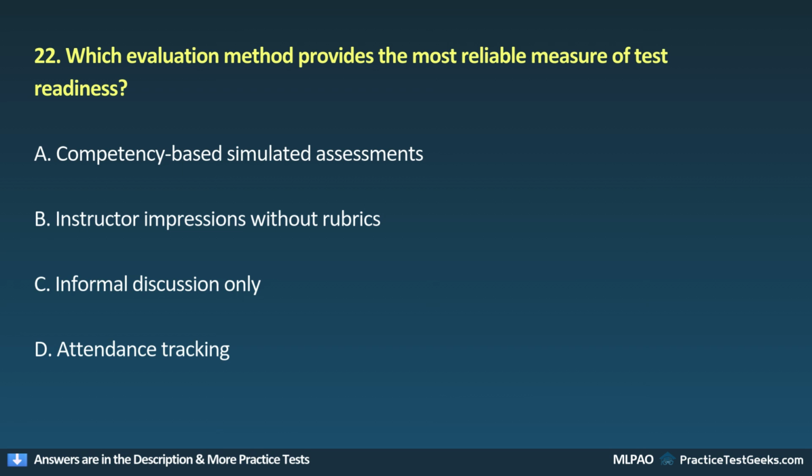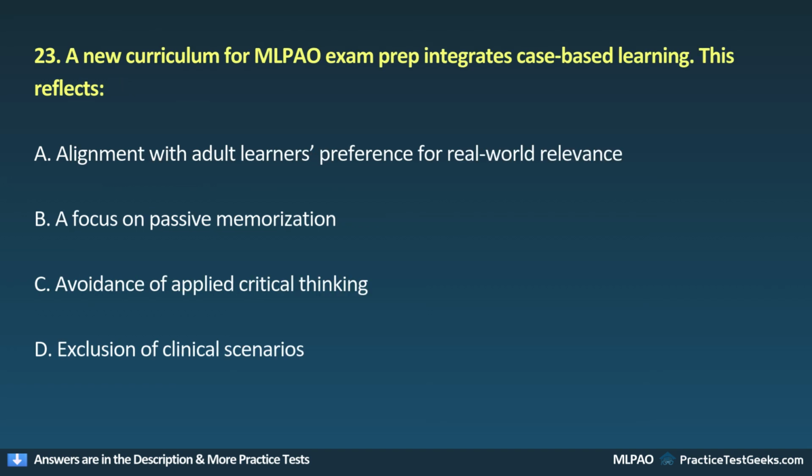22. Which evaluation method provides the most reliable measure of test readiness? A. Competency-based simulated assessments. B. Instructor impressions without rubrics. C. Informal discussion only. D. Attendance tracking.